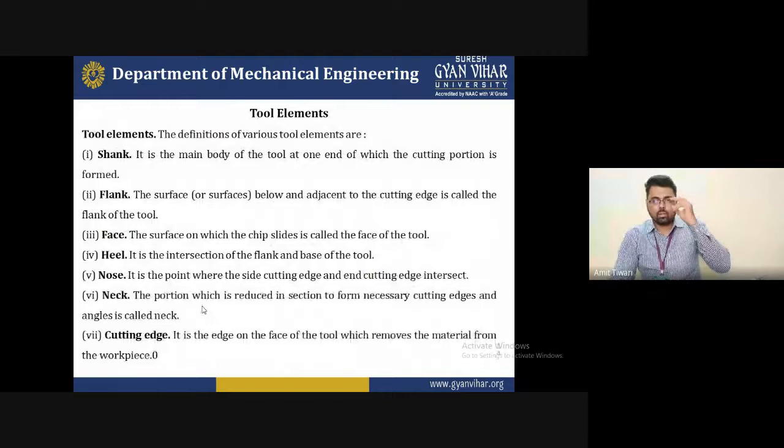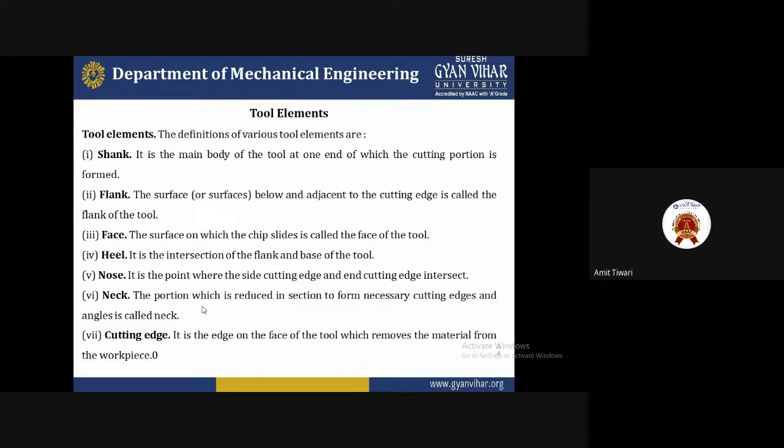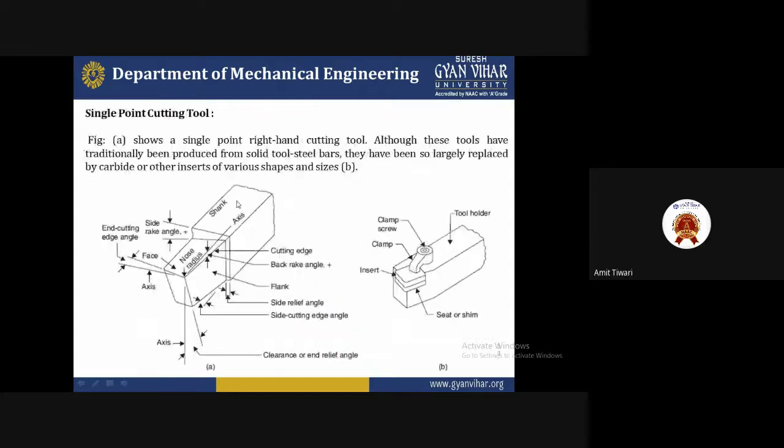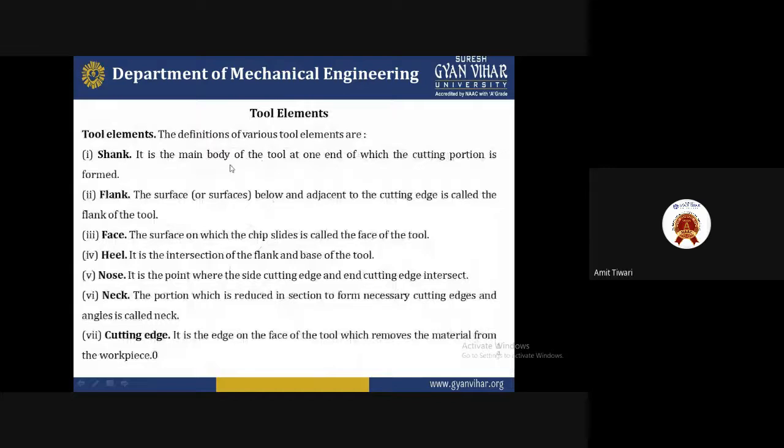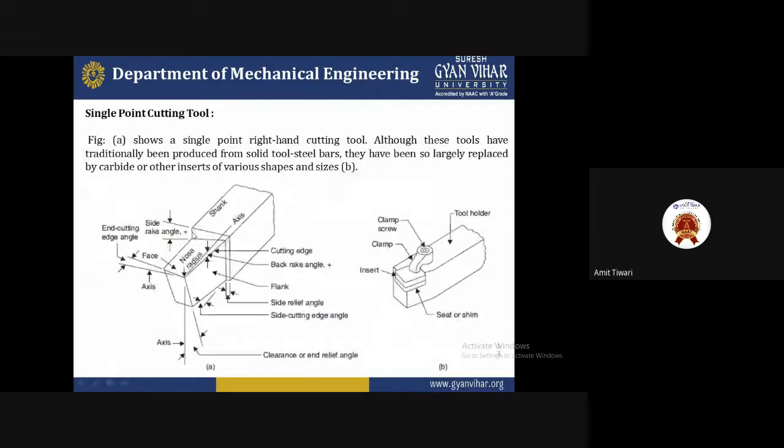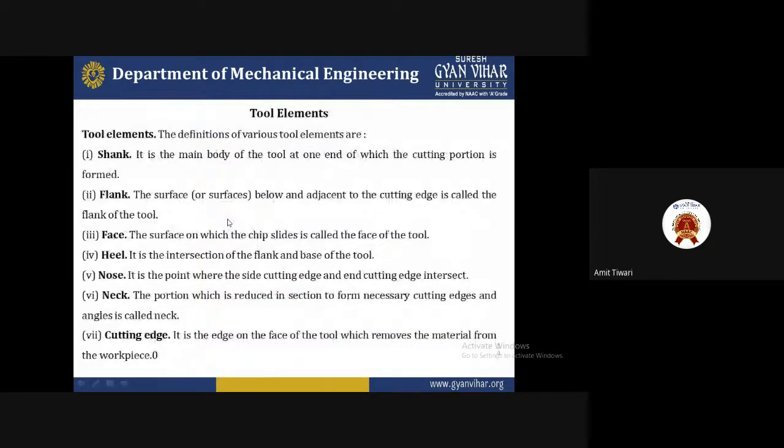Now there are two elements, that is, the tool elements. What types of tool elements are in the single point cutting tool are now discussed in detail. The first is the shank. I am showing you this is the shank. This is the upper portion of the tool, basically the main body of the tool, and at one end the cutting portion is formed. You can see that the cutting portion is formed at one end. We can say these are the body of the single point cutting tool.